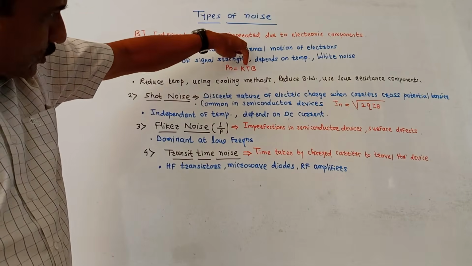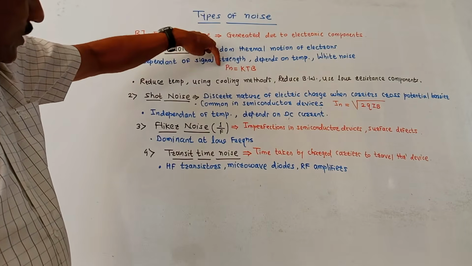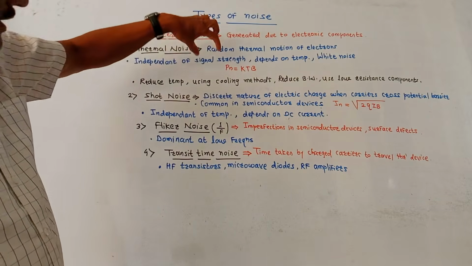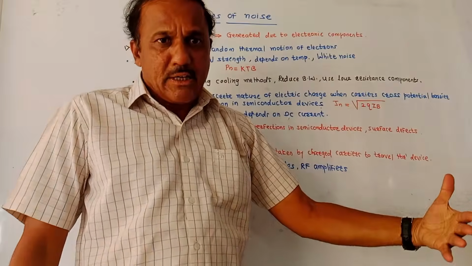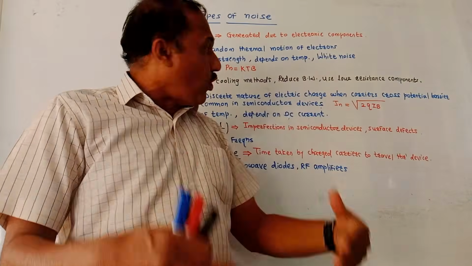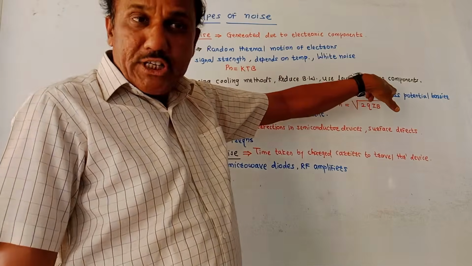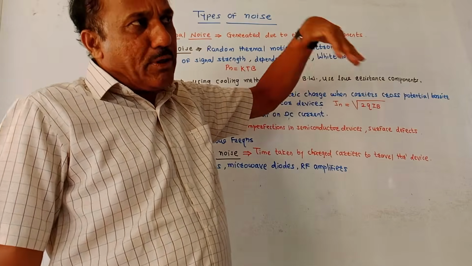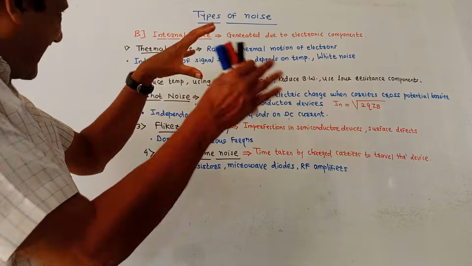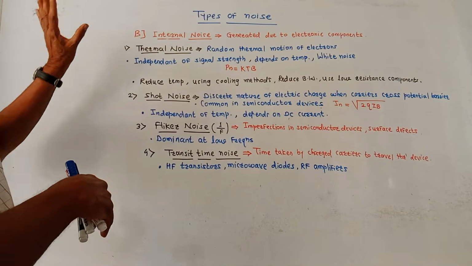You can also reduce the temperature, then this noise will be reduced. So reduce temperature, use some cooling methods so that the temperature will be automatically lowered down. Then reduce the bandwidth as we discussed, and use low resistive components. Because of the use of low resistive components, again it will reduce this type of noise.